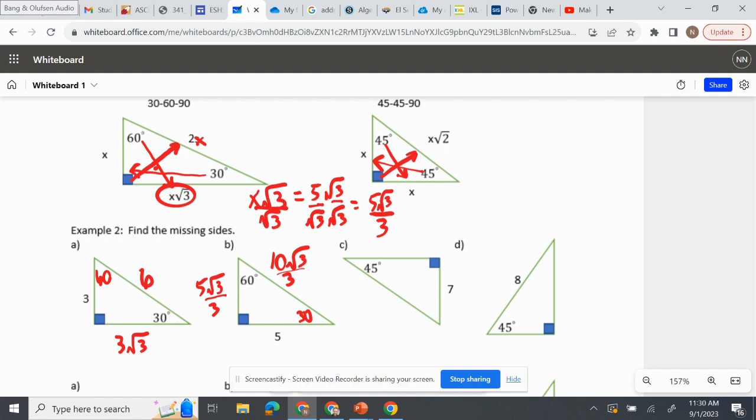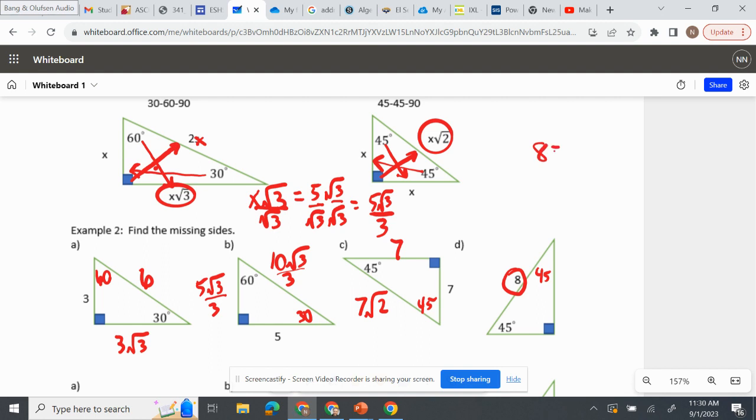Now, if we're looking at the next one, notice that it's a 45, 45, 90. So the two 45 degrees are always the same, and the 90-degree side would be 7 rad 2. Notice that it's radical 2, not radical 3. For this other one, we know that the two sides are 45. Notice that we have the 8. That would be the x rad 2.